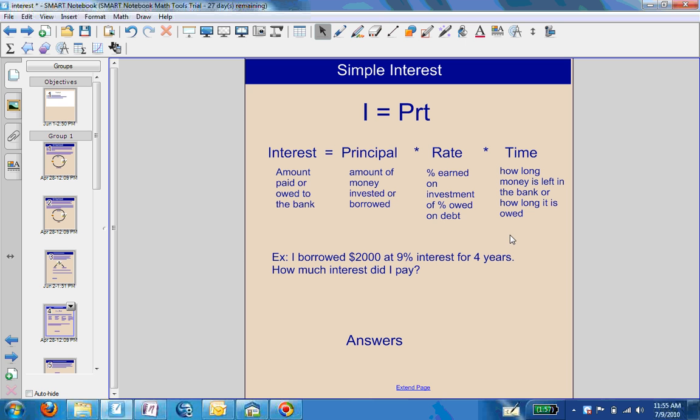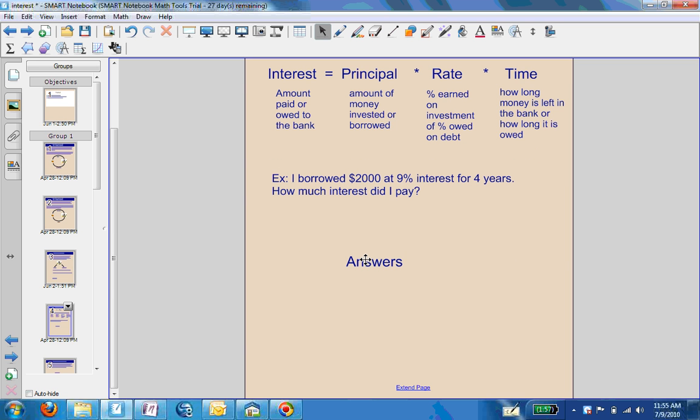And then the time is how long the money is left in the bank. And you need to always write the time in terms of years. If it's for months, then you would put it over 12 and write a fraction over 12. So let's look at an example. I borrowed $2,000, so that's our principal, at 9%, that's our rate, for 4 years, that's our time. How much interest did I pay?